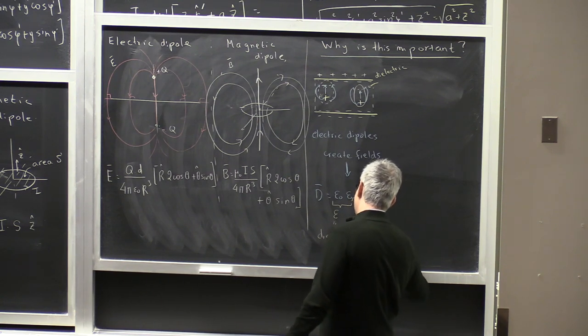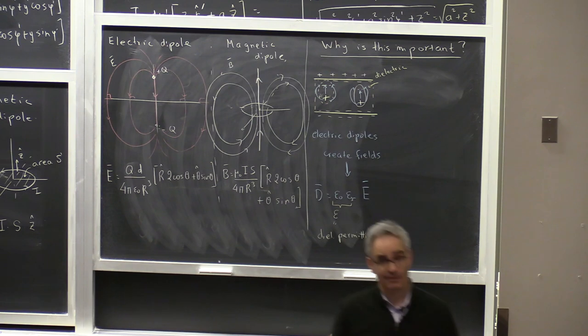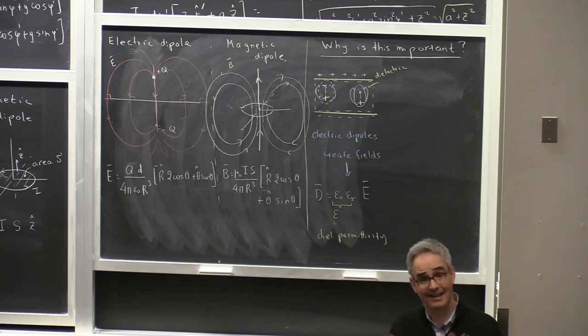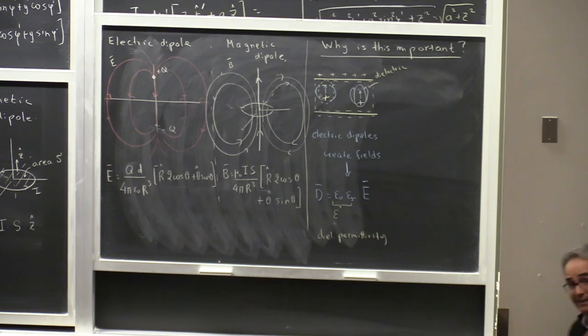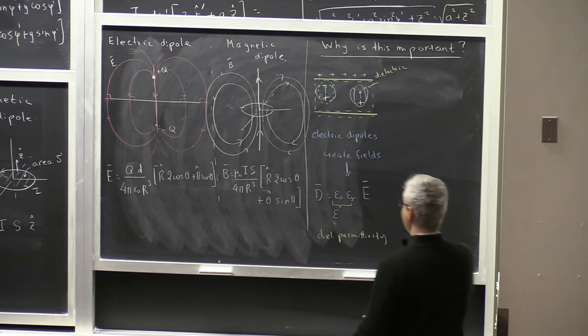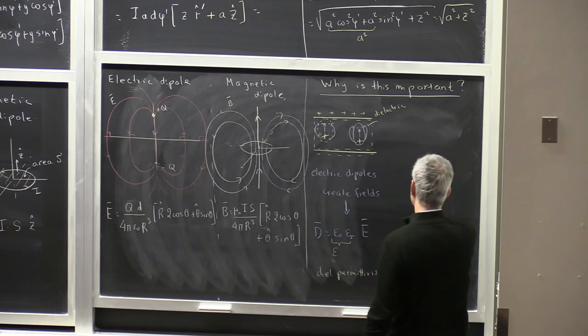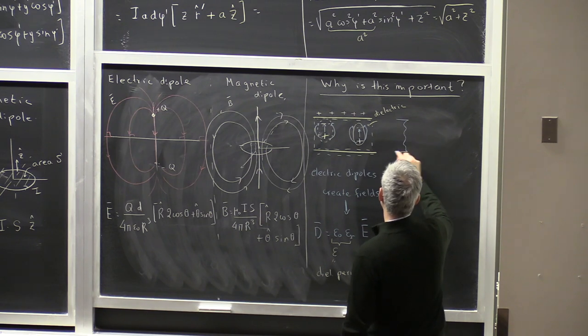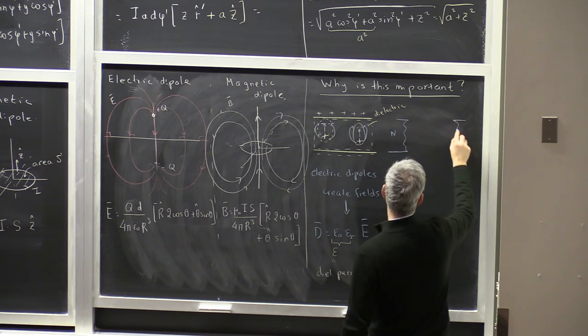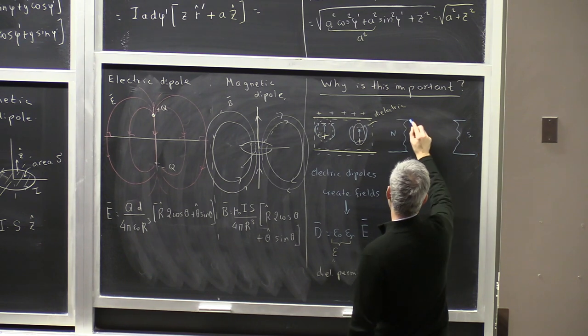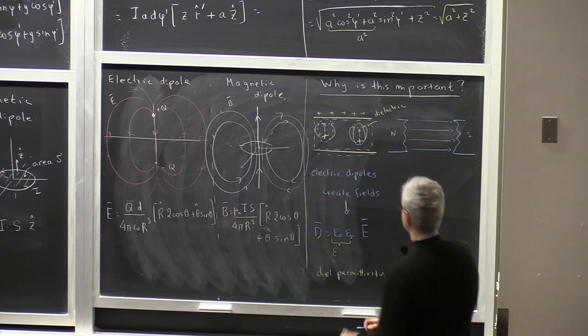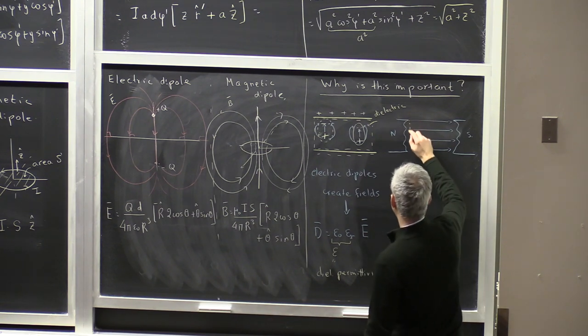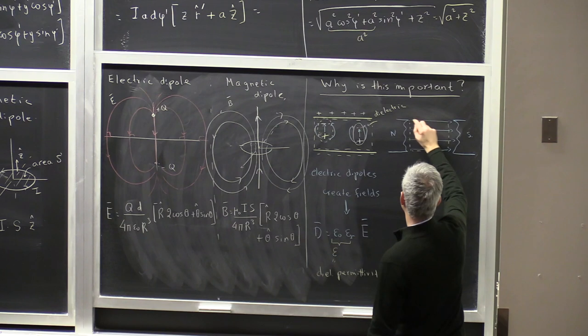So there is a deeper reason why we care about these fields. It is because they really show us how electric fields interact with matter in electricity. What happens now in magnetism? Let's say you are putting a medium inside the magnet. So you put a medium like this inside a magnet.